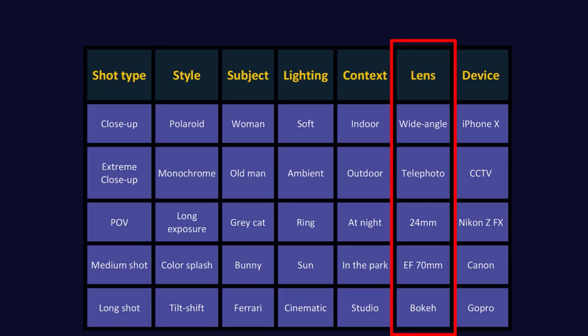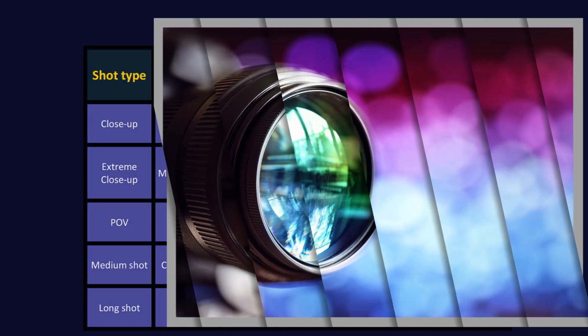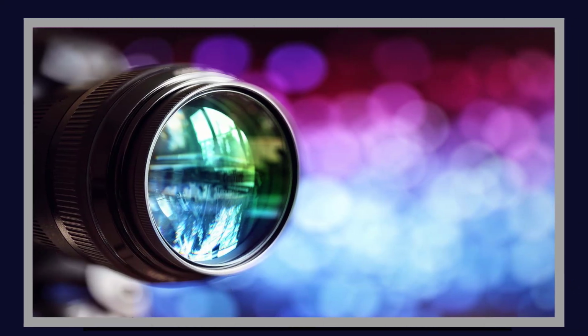Column 6. Lens. Different types of lenses that can be used for shooting are listed here. Bokeh. An effect where the background of the image is blurred while the foreground remains sharp, creating a beautiful blurring effect and highlighting the foreground object.